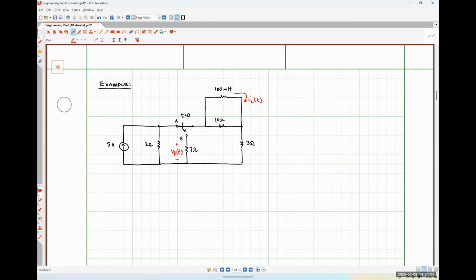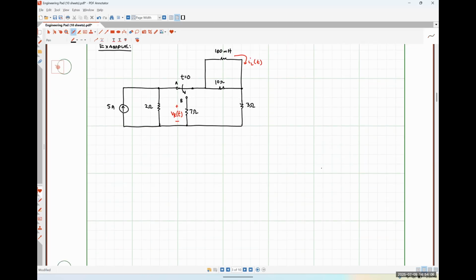Okay. So this is the circuit that we're going to analyze, and these are the two quantities that we are interested in. Our first step when we approach any transient analysis problem where we have an RL circuit is going to be to analyze the circuit at t equals 0 minus.